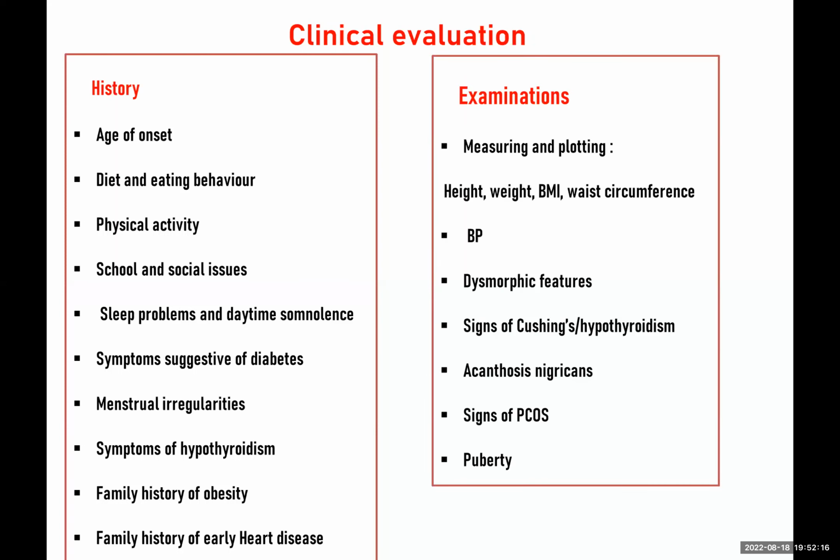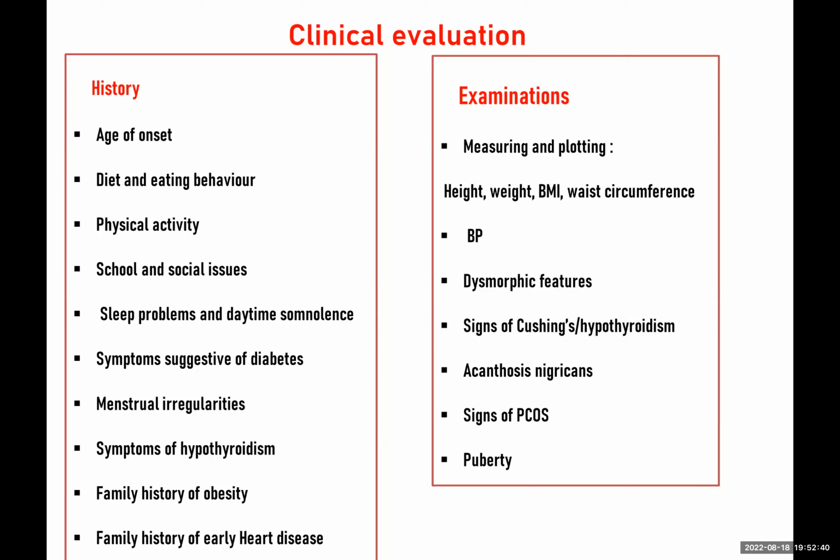When you examine a child who's obese, you have to measure and plot the following. The height. Why is it important? Because if the child is obese and his height is on the higher side, you are most likely dealing with exogenous obesity, with very rare exceptions such as MC4 receptor defects. But the common cause of an obese child with height on the higher side, the first impression, is exogenous obesity.